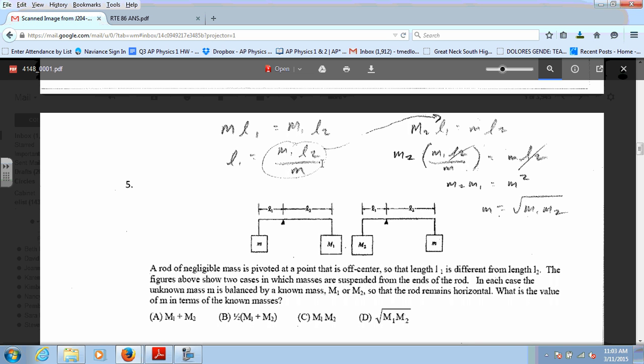And now we just need to make a substitution so that M shows up. You could do this a lot of different ways. Solve for anything other than M and you can get the right answer. I just chose to solve this one for L1. Solve for L1, and then I plug that in and substitute it in there. And then you do the math and you find that M equals the square root of M1 M2.